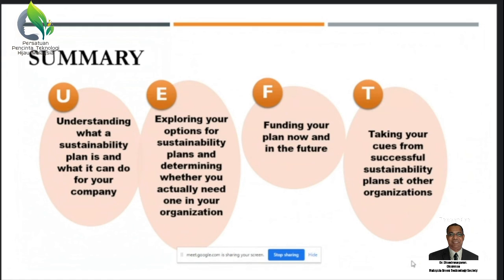And finally, taking your cues from successful sustainability plans at other organizations, which means when we draw a sustainability plan, we want to model it after someone who has done it successfully. So we can either copy it from another company, or we can have another company as a role model. That company has successfully executed their sustainability plan.